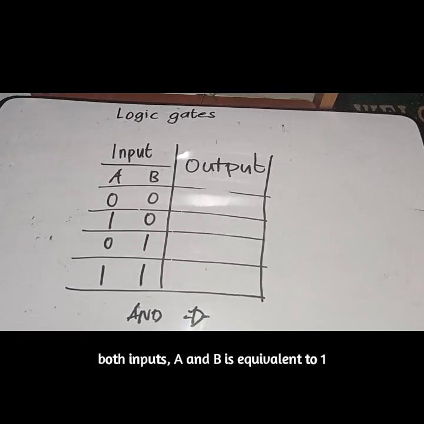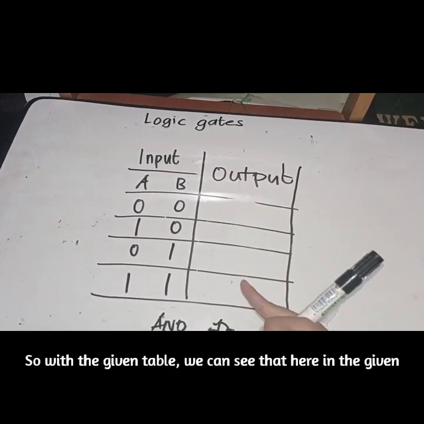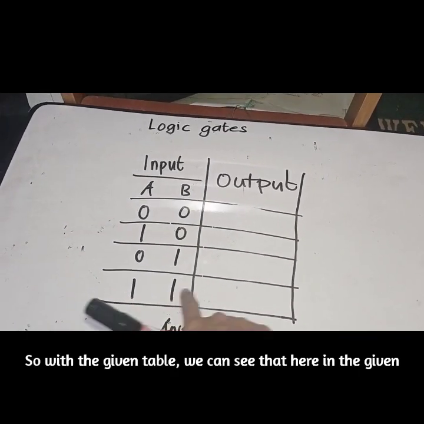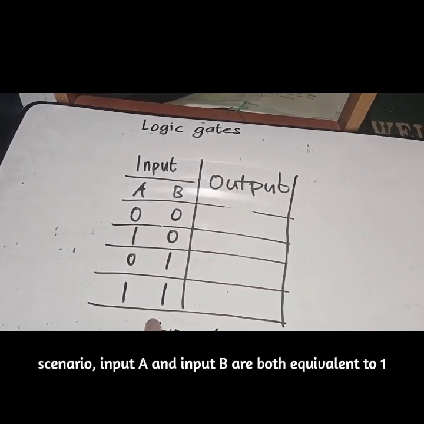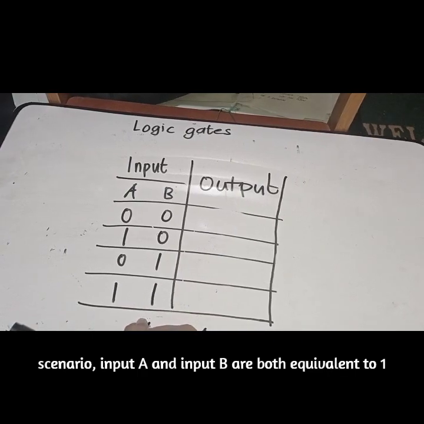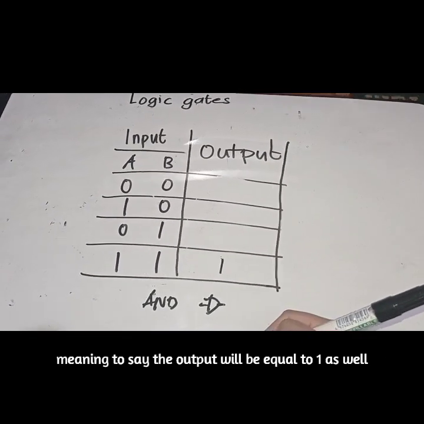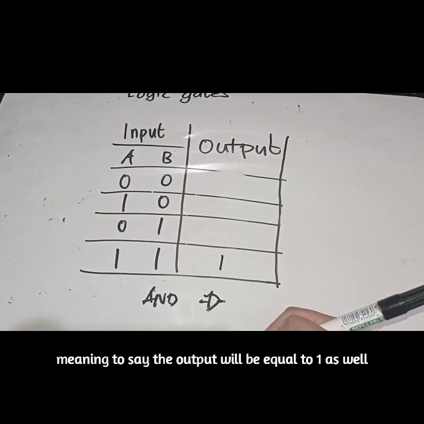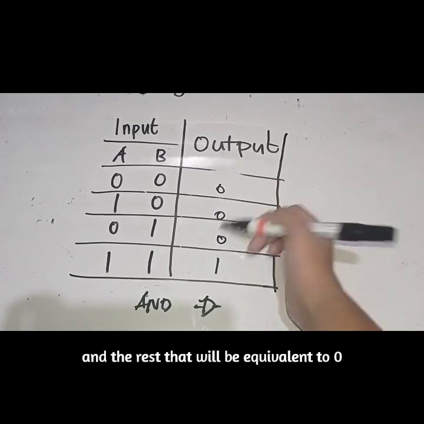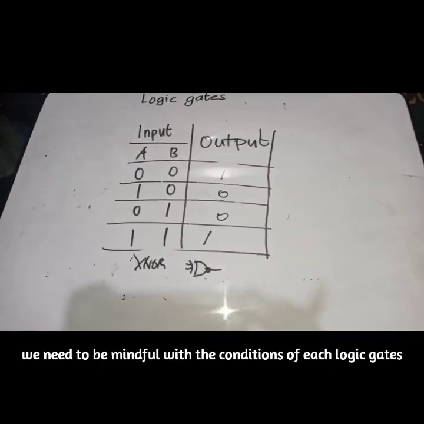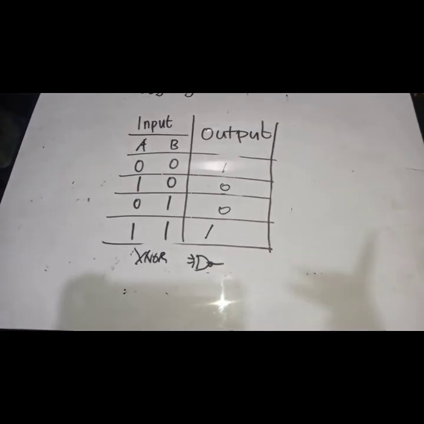are equivalent to 1. So with the given table, we can see that here in the given scenario, input A and input B are both equivalent to 1, meaning to say the output will be equivalent to 1 as well. And the rest will be equivalent to 0. So we need to be mindful with the conditions of each logic case.